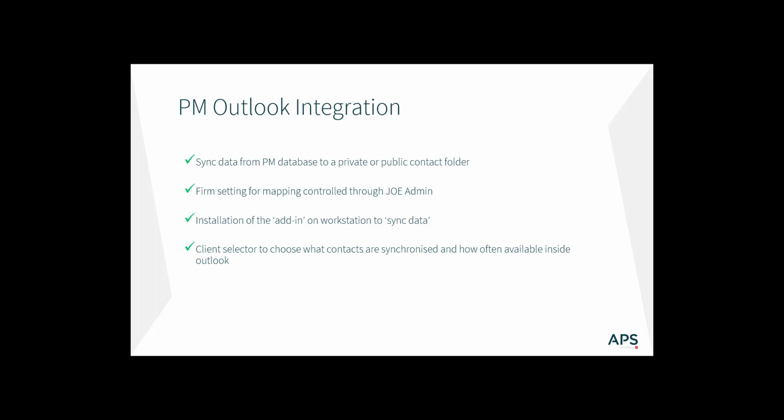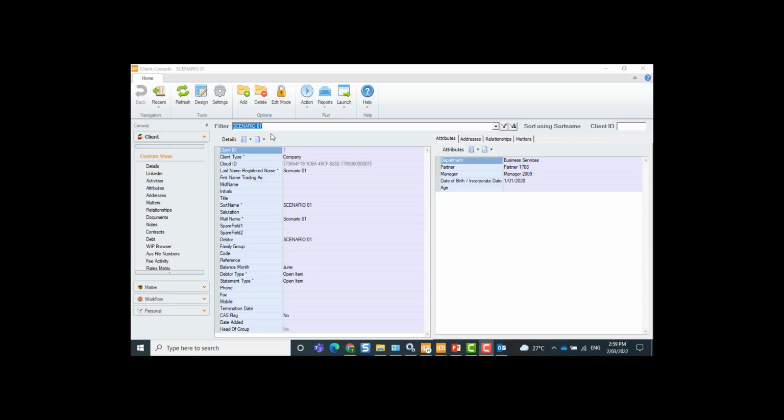This is inbuilt as part of the practice management application. There are some firm settings that are controlling the mapping between the Outlook contact card and what's coming through from your practice management database, and these may be available through your Joe admin security settings. There is an additional installation that you are required to complete on the workstation that will sync the data. That will add the add-in into Outlook, and this is supported by 32-bit Office installations. That will then invoke a client selector tool that will go through a wizard process that will synchronize the data.